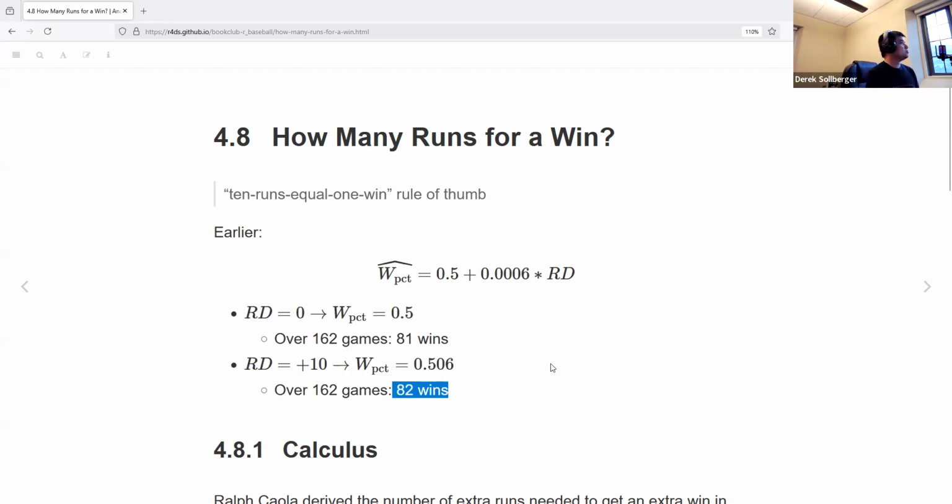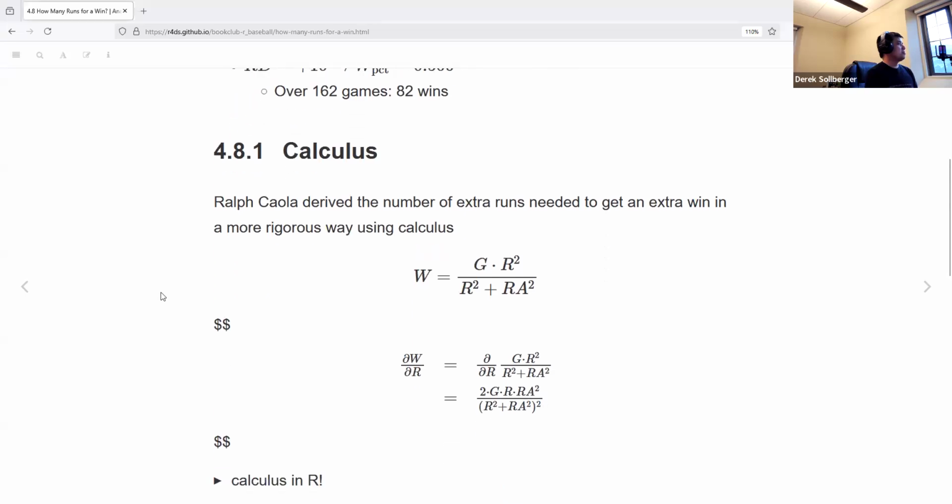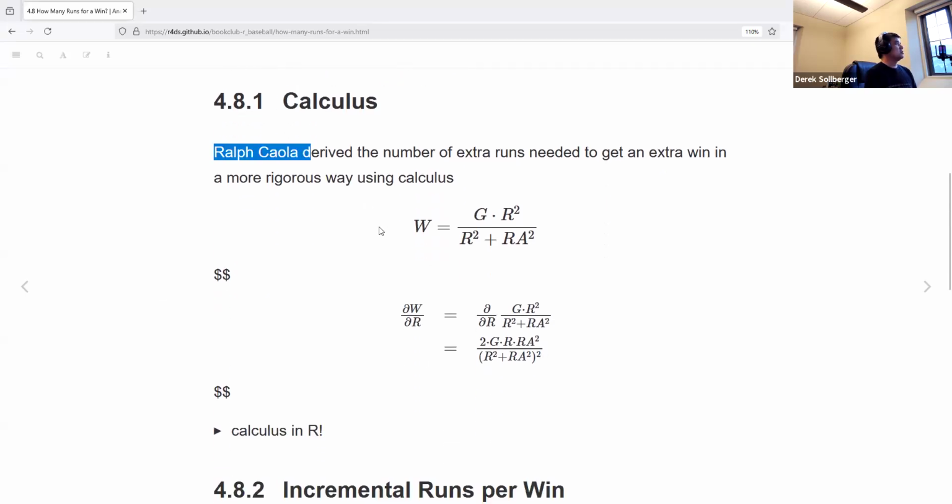So, to not necessarily criticize but to go deeper into the Pythagorean formula, Ralph Caola derived the number of extra runs needed to get an extra win in a more rigorous way using calculus. Apologies, my mouth is stumbling across the R and W sounds quite frequently here. Just for the sake of making the math a little easier on me, I went back to the exponent of 2, but you'll notice that we're also taking the number of games played into account.